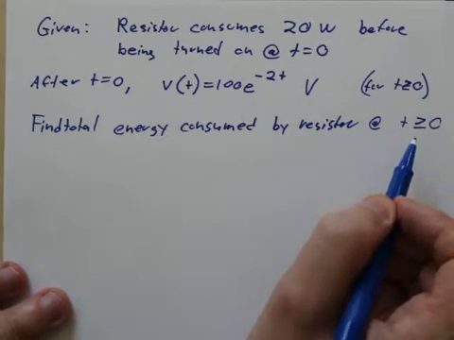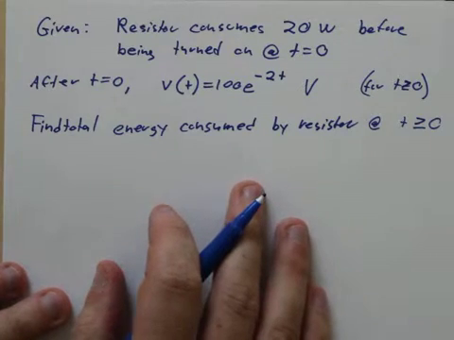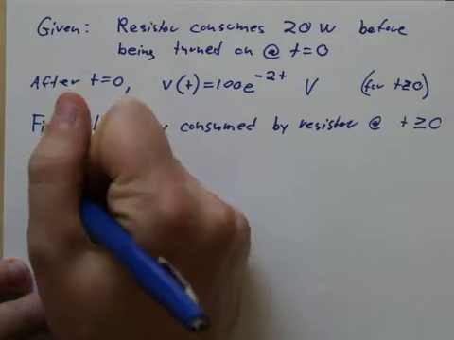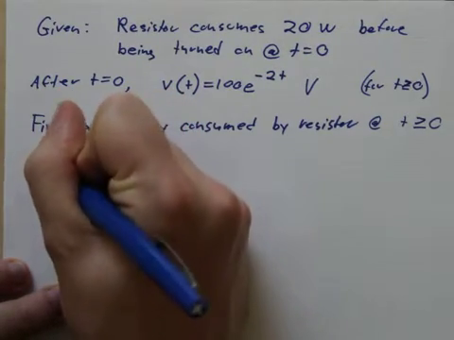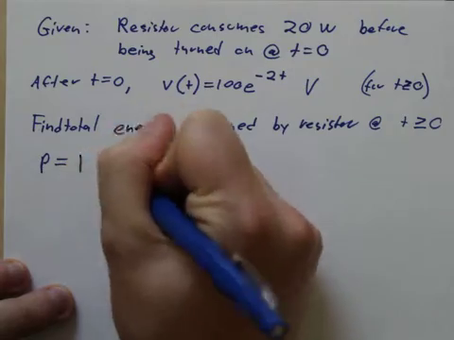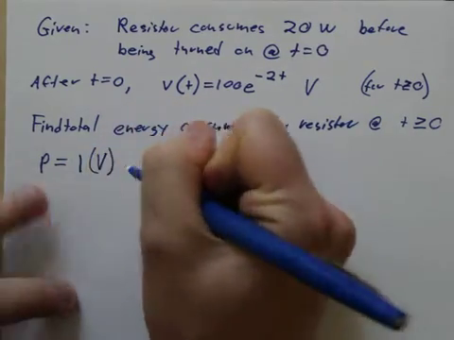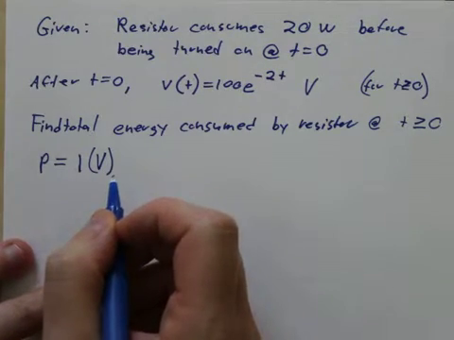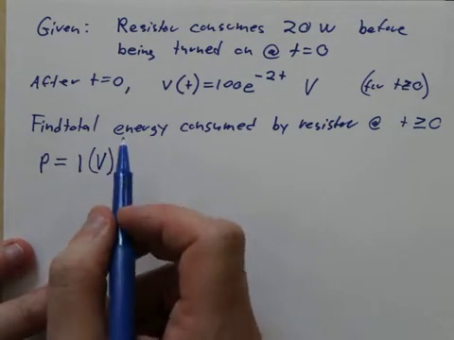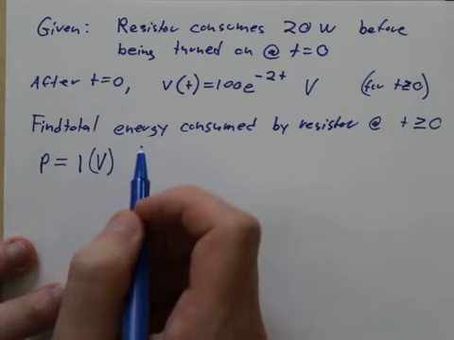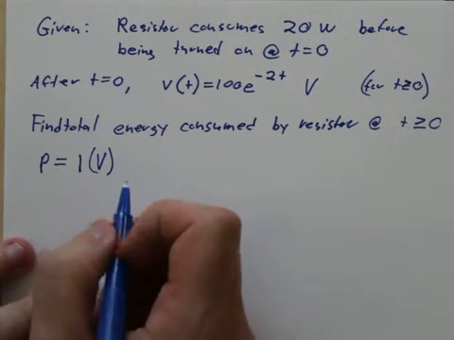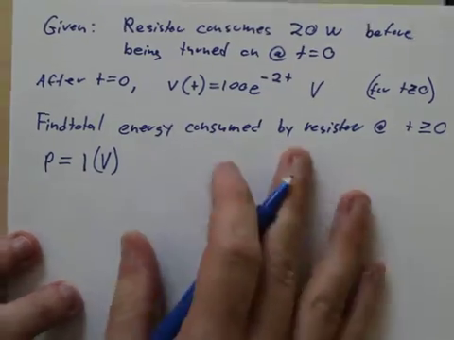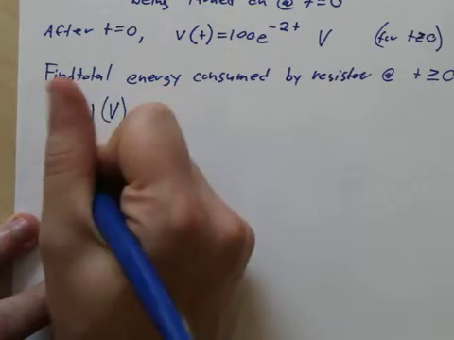So with this, the first thing we're going to do is see what equations we have that are useful. The first equation that is useful to us is power equals current times voltage. Power equals current times voltage. We're going to manipulate this a little bit because right now we're looking for total energy consumed by the resistor. We're going to change this into the amount of current at t equals 0 to find that.